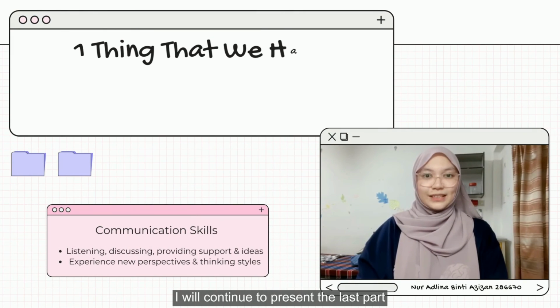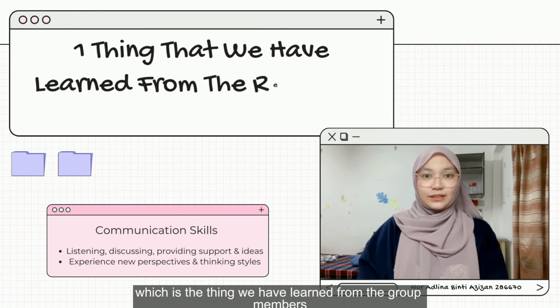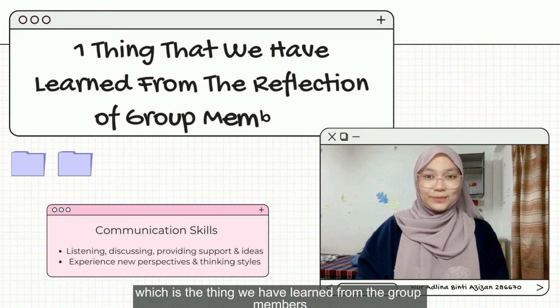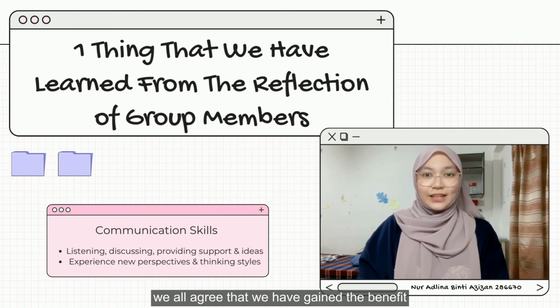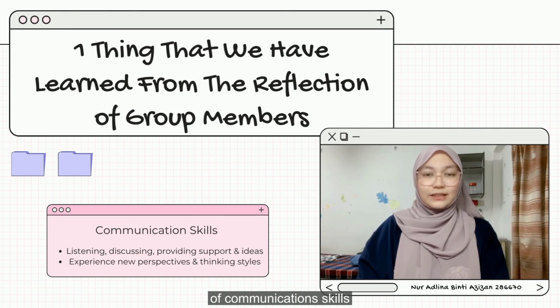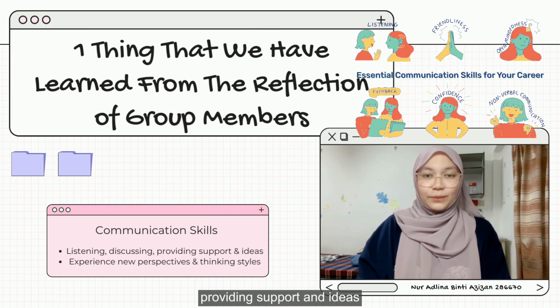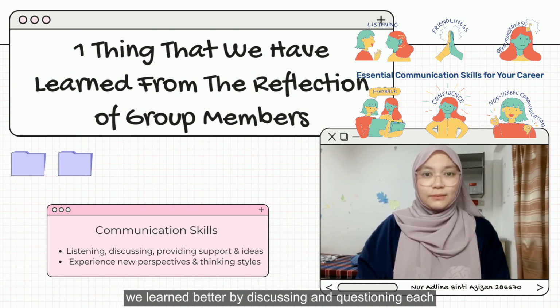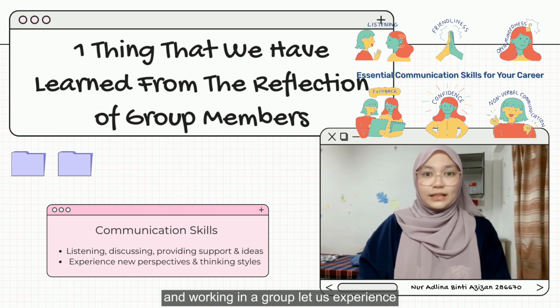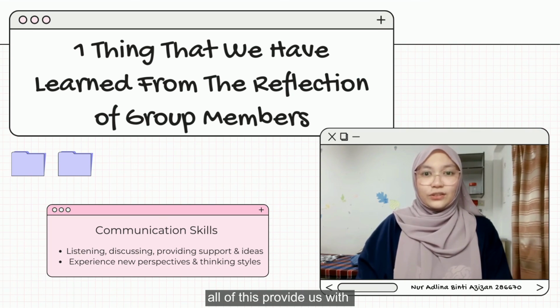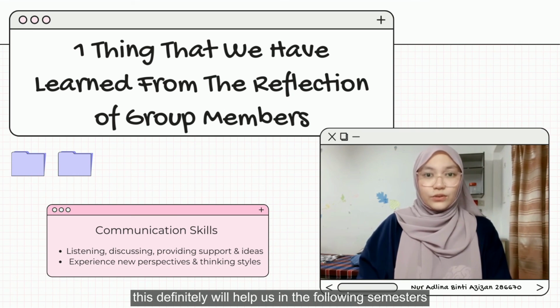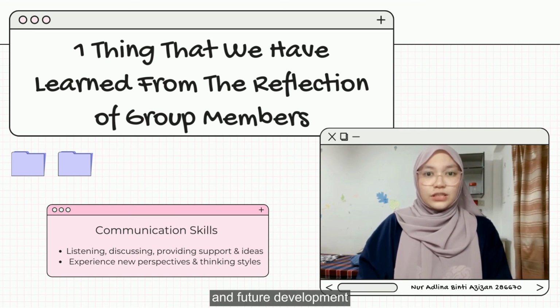I will continue to present the last part, which is the things we have learned from the group members. We all agree that we have gained the benefit of communication skills like listening, providing support, and sharing ideas. We learn better by discussing and questioning each other's opinions, and working in a group lets us experience new perspectives and thinking styles. All of this provides us with an opportunity to improve our communication skills. This will definitely help us in the following semesters and future development.